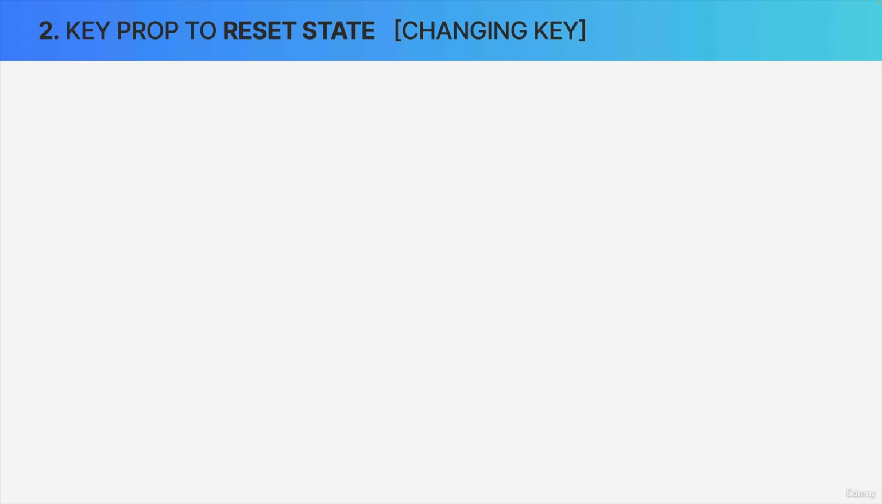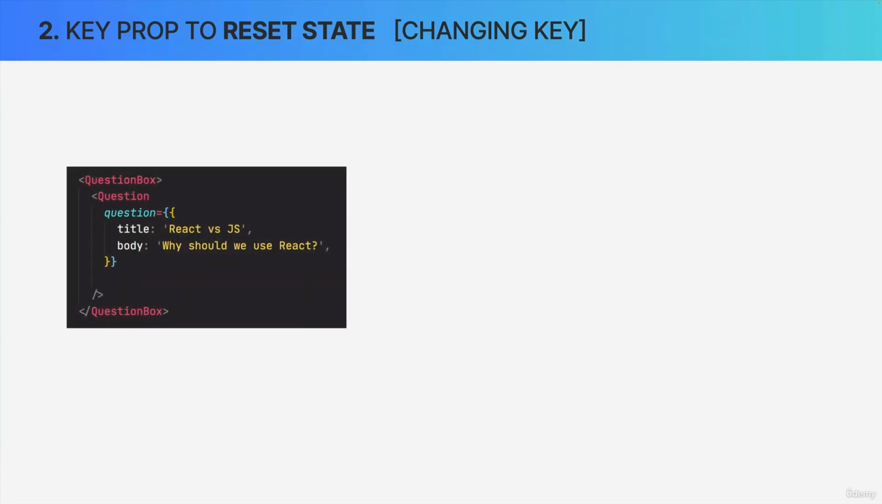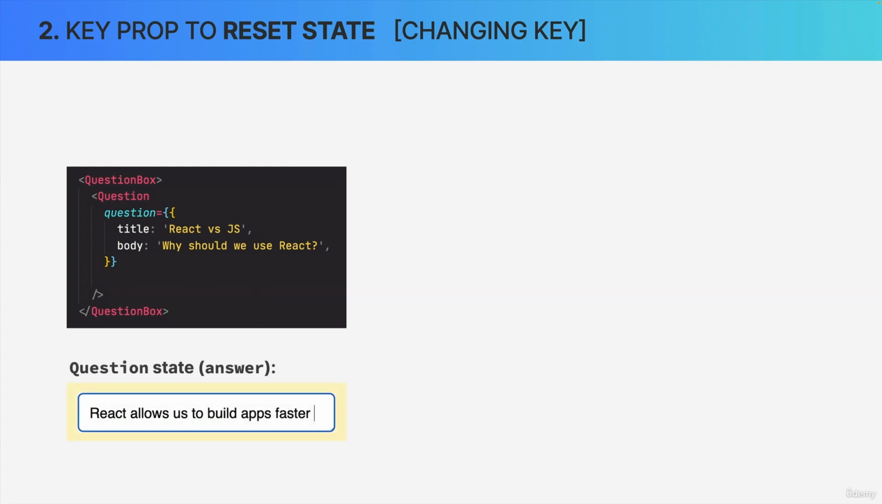All right, so we looked at the use case for a stable key. And so now let's look at the use case for a changing key, which is used to reset state in component instances. Now here we don't need a big code example because we will do this in practice in the next lecture, but let me just show you what I mean by resetting state. So let's say we have this question inside question box and we pass in this object as a prop. Now, the question component instance has an answer state, which right now is set to "React allows us to build apps faster."